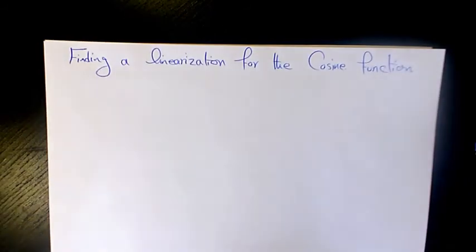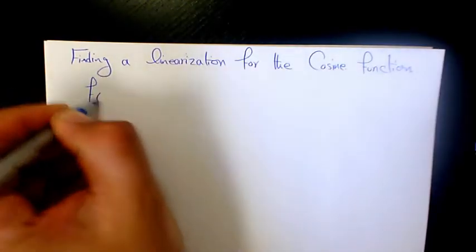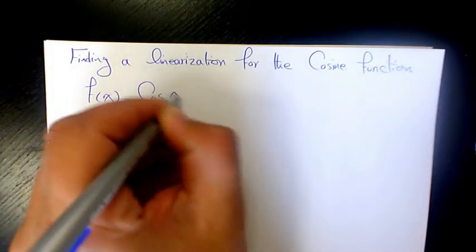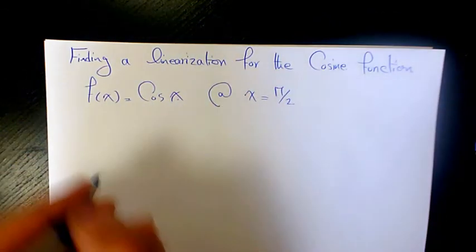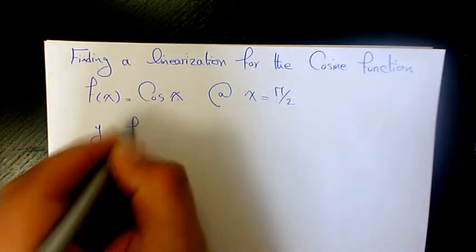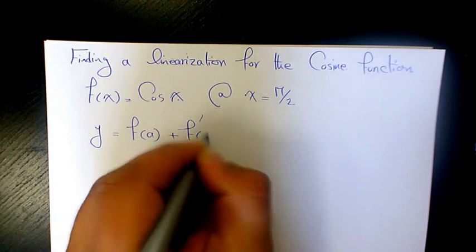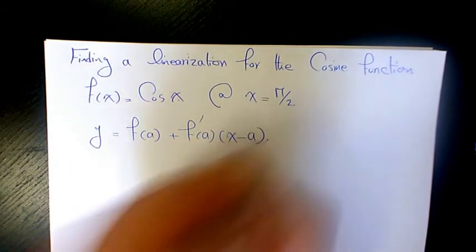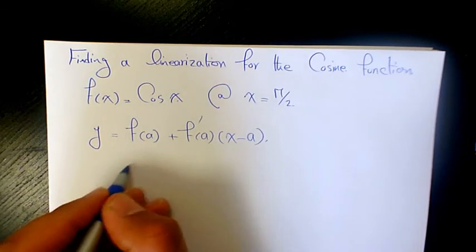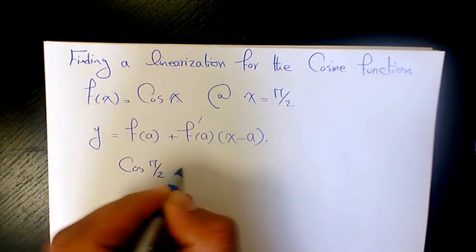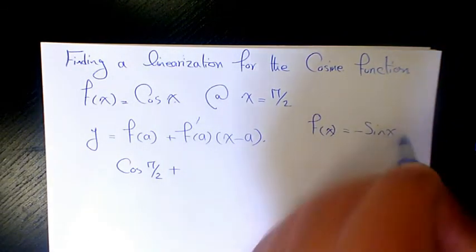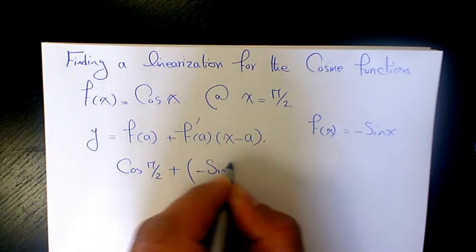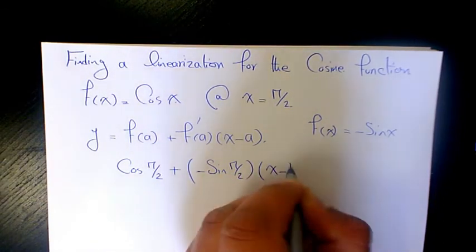Now in this example, we need to find the linearization for the cosine function. It says f of x equals cosine x at x equals pi over 2. So it's going to be y equals f of a plus f prime a times x minus a. So that's going to be cosine pi over 2 plus the derivative of cosine, which is negative sine x. So it's going to be negative sine pi over 2 times x minus pi over 2.